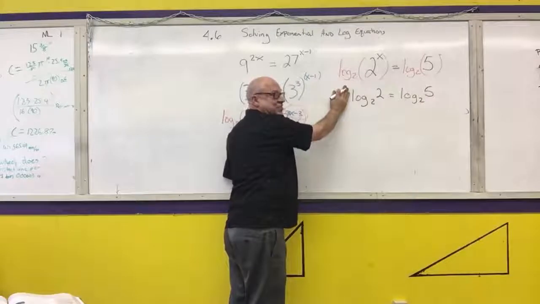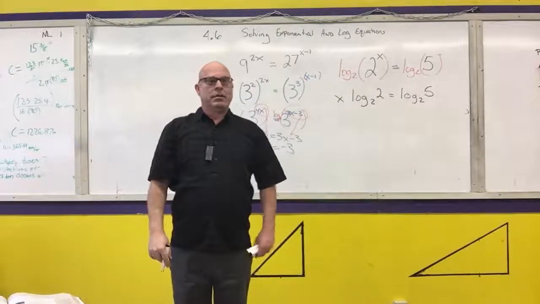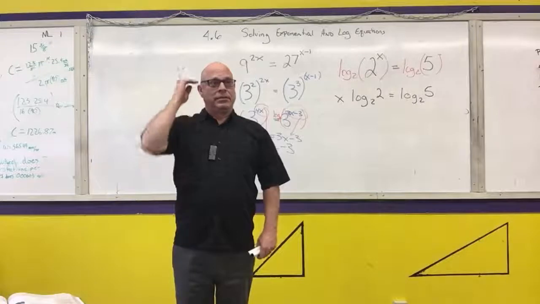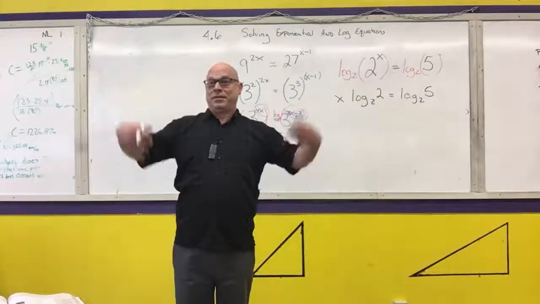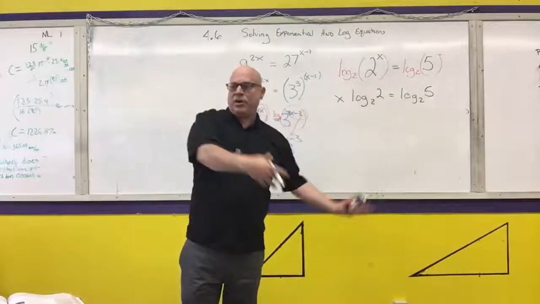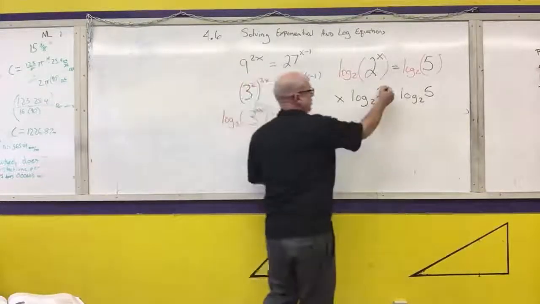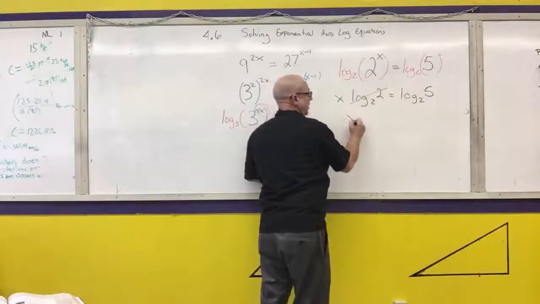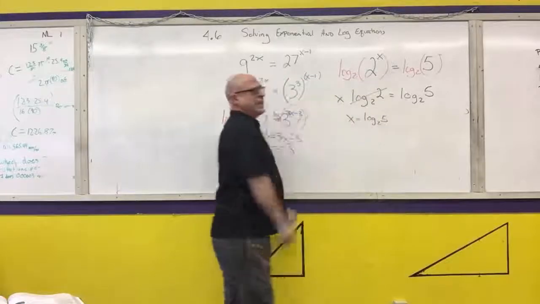This is what cancels each other out to give me 1. Log base 2 of 2 is 1. Log base 7 of 7 is 1. Log base 90 of 90 is 1. Log base squiggle of squiggle is 1. Log base of a number with the same number is always 1. So you're left with x equals log base 2 of 5. That is the exact answer.